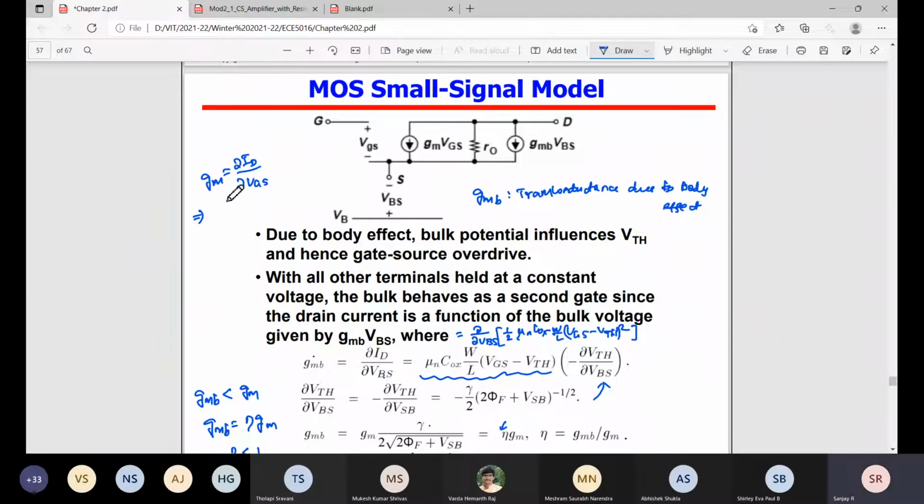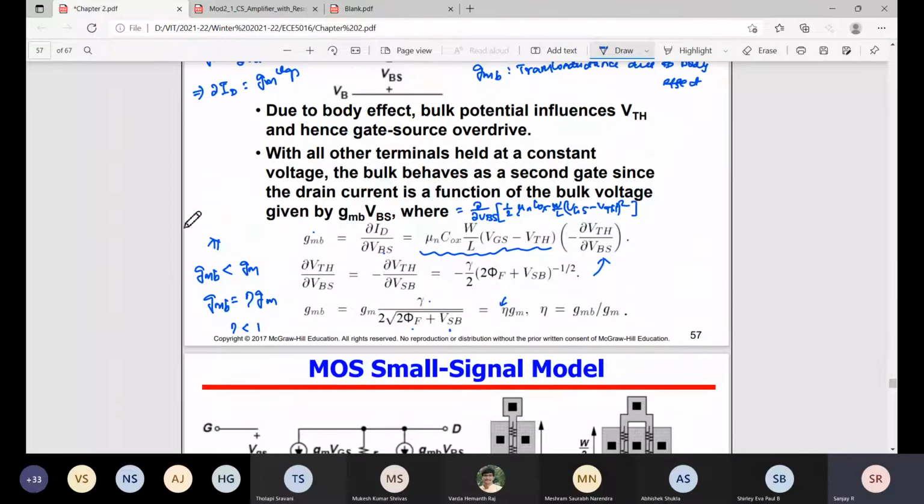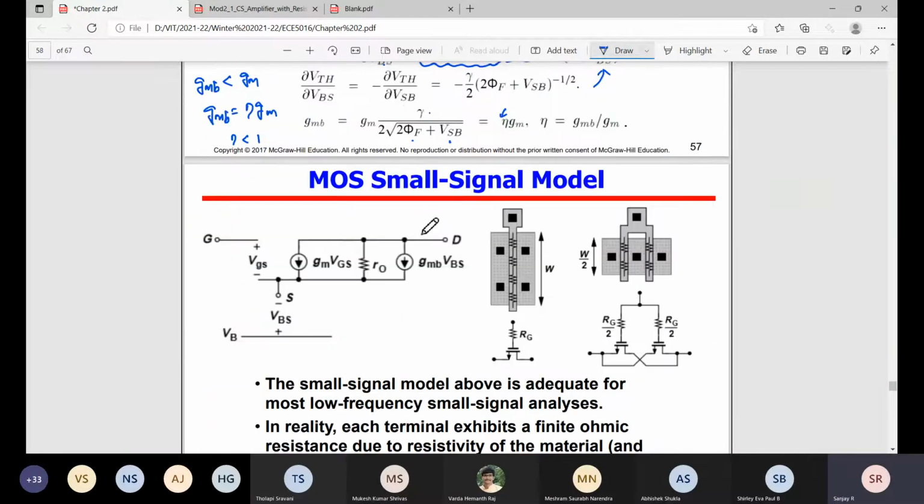How will you represent it in terms of dou ID? dou ID equals GM into del VGS. I can write del VGS as small VGS, so that's GM into small VGS. Similarly, GMB also I can write. So what is GMB? dou ID by dou VBS. So dou ID equals GMB into small VBS, the small body to source voltage. So I can represent it in this way.